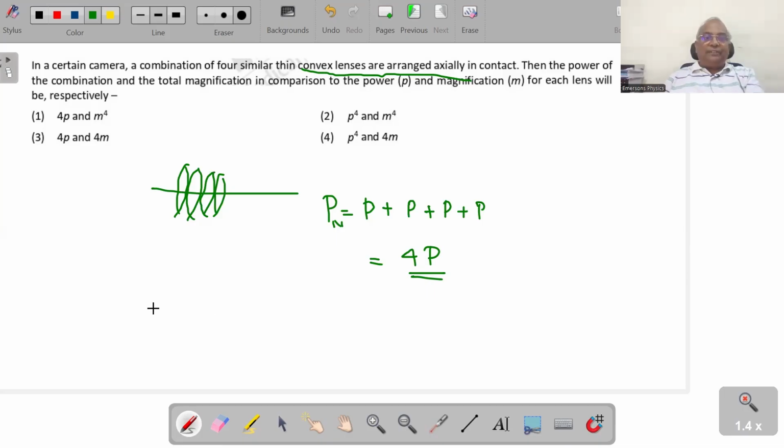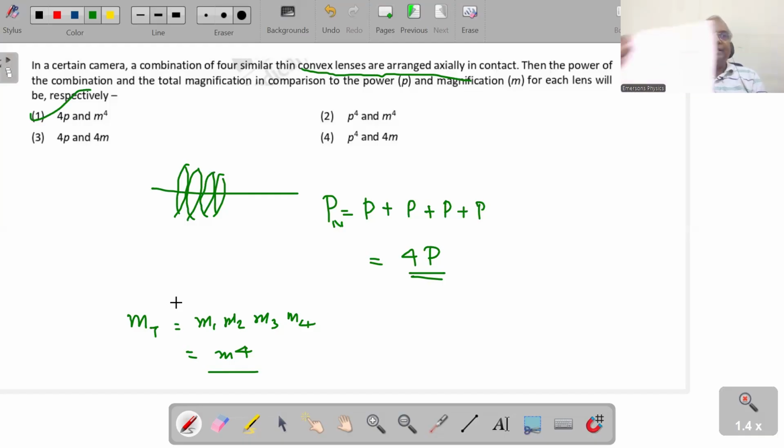Next, what is the magnification? Total magnification will be equal to m1 into m2 into m3 into m4. Here everything is multiplication, m into m into m into m, m to the power of 4. So 4P and m to the power of 4 is the answer. So the answer for this question is A.